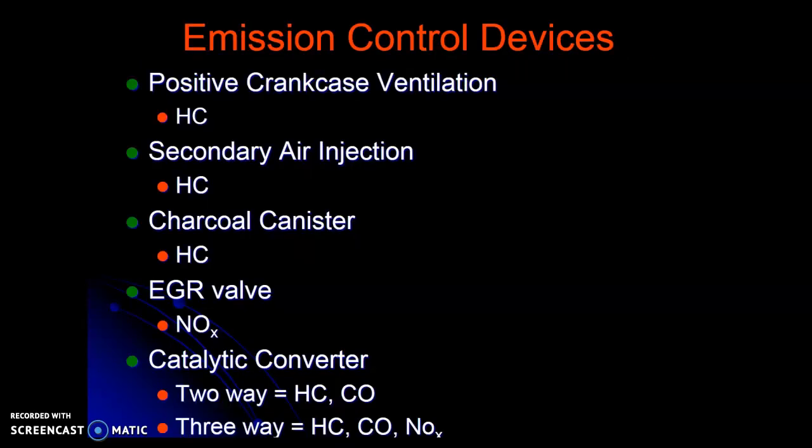So emission control devices, what are we talking about? We have positive crankcase ventilation, PCV. It's going to help with those hydrocarbons that we'll talk about in a minute. Secondary air injection helps with hydrocarbons. Charcoal canister helps with hydrocarbons. EGR valves handle your NOx. Catalytic converter, you have a two-way, which handles hydrocarbons and carbon monoxide, and then a three-way, which adds in the NOx. And again, there's a video at the bottom of this Canvas page that will help you understand that, if you're looking at this in Canvas.